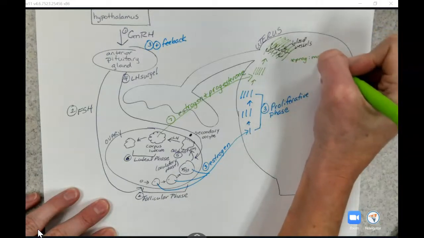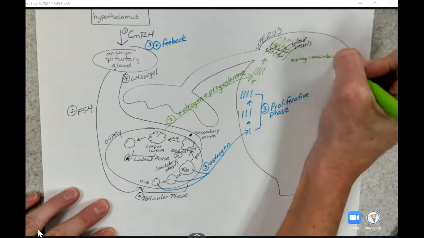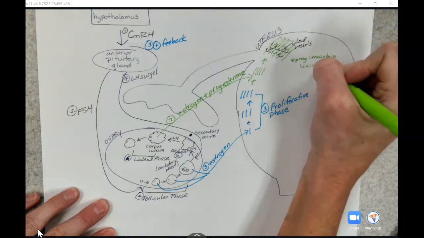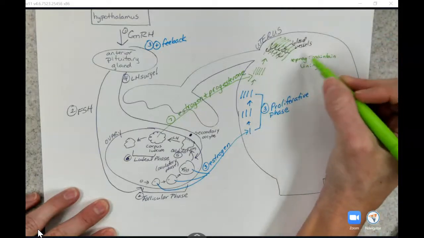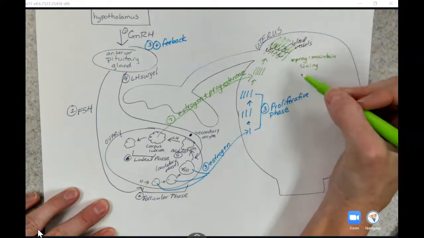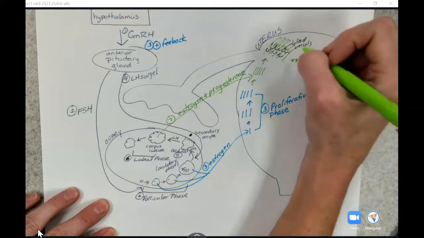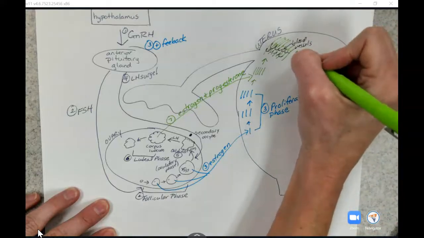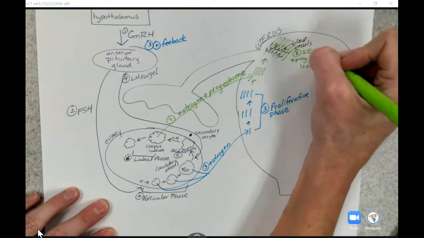Progesterone, maintain the lining, because that is super important. If at any point in time you don't have enough progesterone, then the lining is going to go. So what we are in at this point in time, we are starting now the secretory phase.